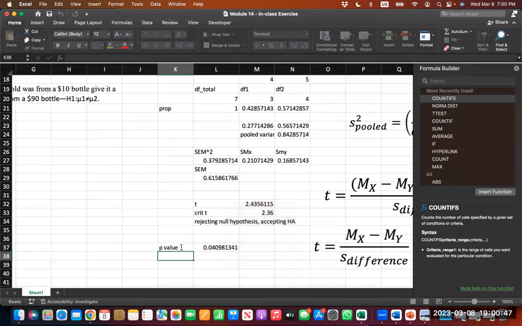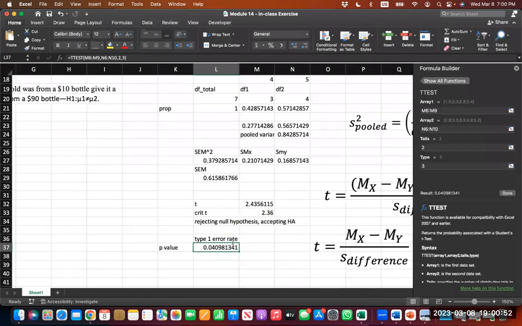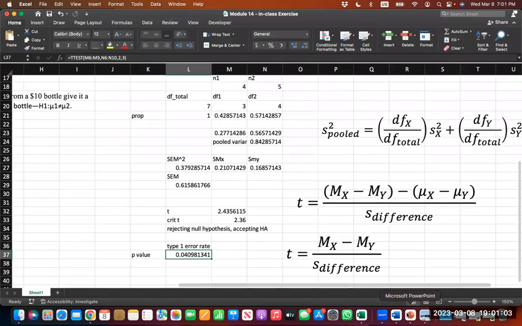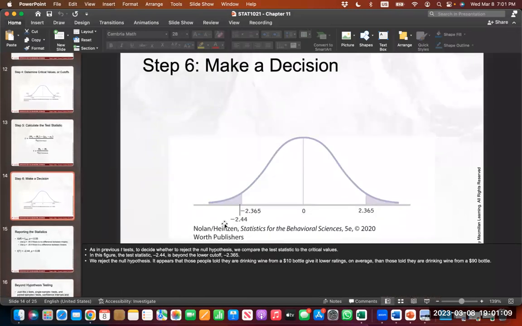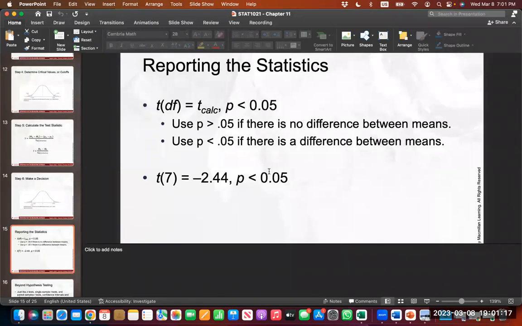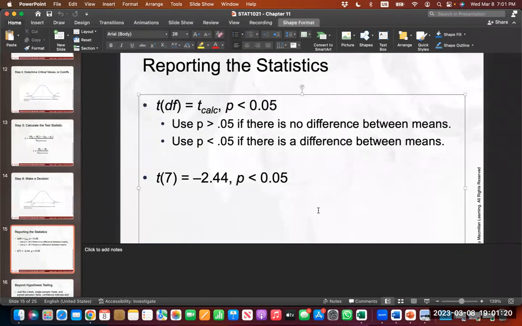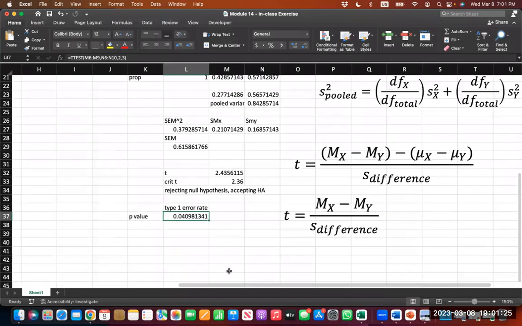So we know now that the p-value, and that's our type 1 error, for our comparison is 4.1%. So that's how we would calculate this in a t-test example. We know that the 2.44 is exceeding our 2.37, 2.36. And so we can now embrace the research hypothesis and reject the null hypothesis.